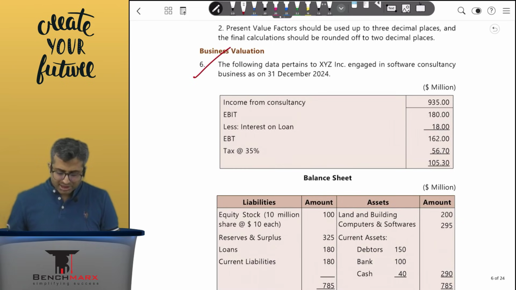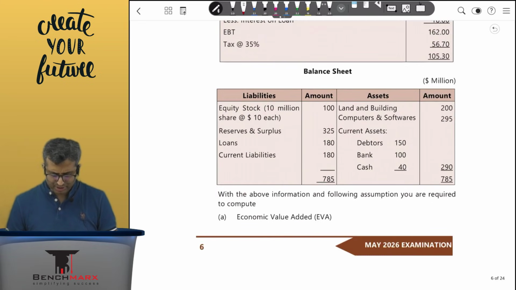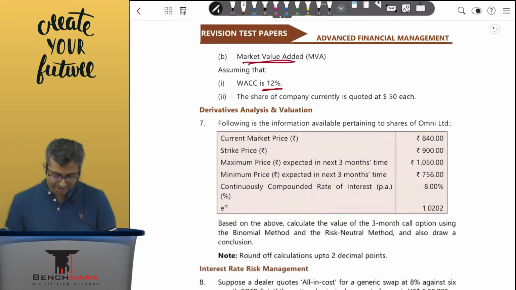Next, when you look at business valuation, they have asked you a question on economic value added, one of the most common and popular questions. So this is economic value added, and they've also asked you market value added, very similar, some very basic questions. So EVA is being asked in the RTP.